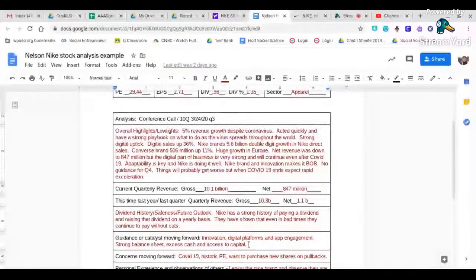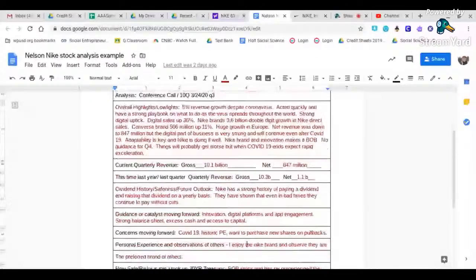Guidance or catalyst moving forward. They talked about innovation, digital platforms, and app engagement with people. They have a strong balance sheet, they have excess cash, and they have access to capital or loans through banks if they need it. They feel very confident that this will pass. The sales are already starting to increase in China. So we're just going to roll around the world with COVID-19, but Nike feels very confident about things moving forward.